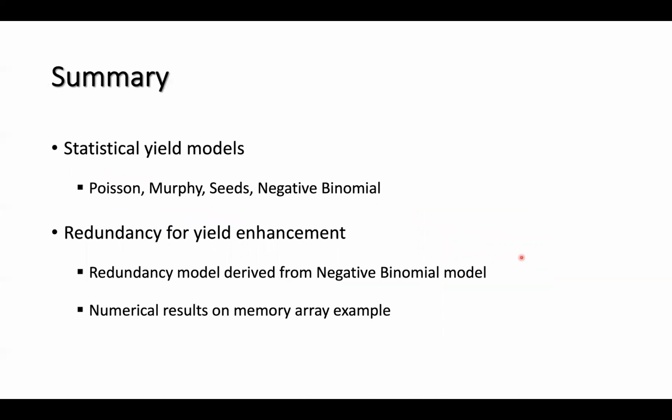So here is a brief summary. In this report, I explain some statistical yield models from Poisson to negative binomial, then explain redundancy for yield enhancement, and explain the redundancy model derived from the negative binomial model, and finally show some numerical results on the memory array example.